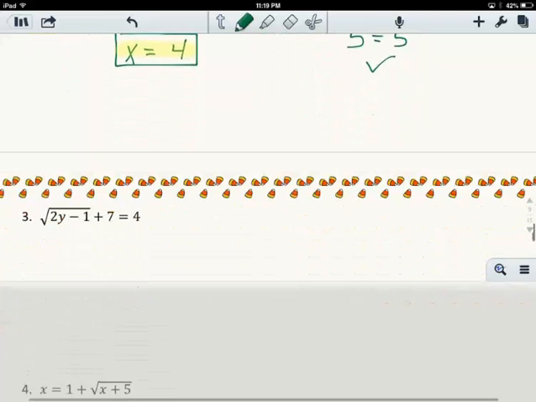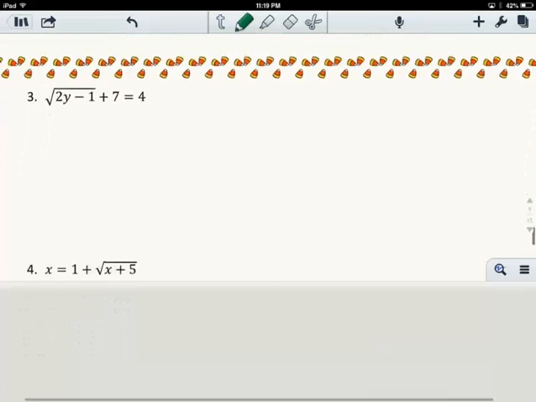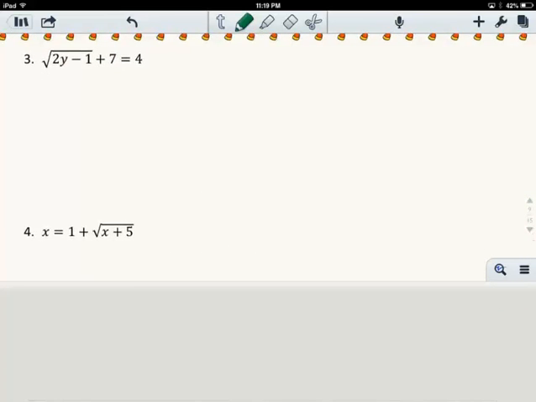This third one here, I'd like you to pause it for a second and try and work it out on your own, see if you can figure it out. When you're finished, unpause it, I'll go through it quickly, and then I'll move on to our final example down there, number 4.